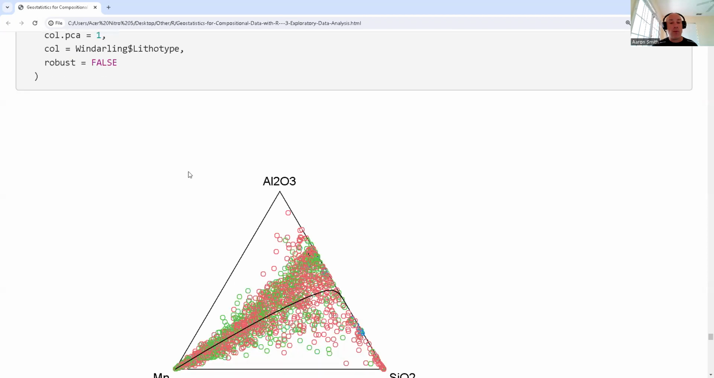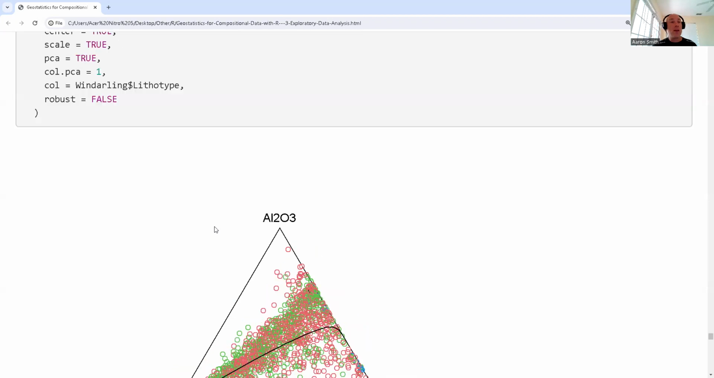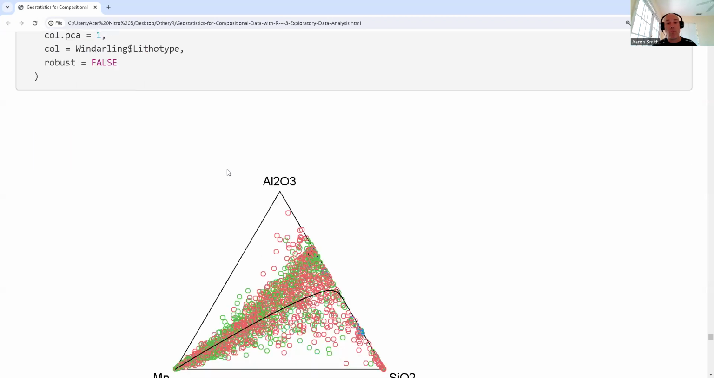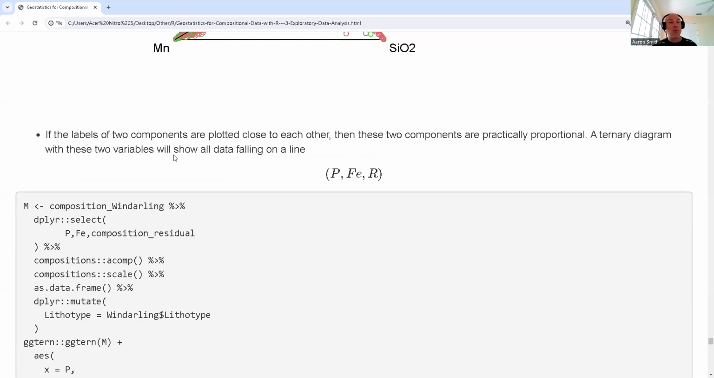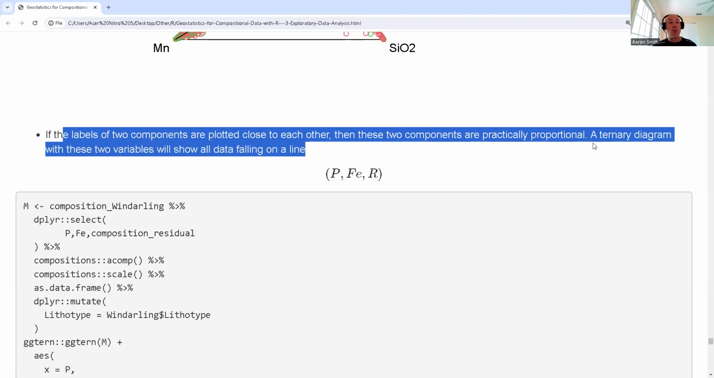And we can see it again using the compositions package, and you can see it tells us what the line looks like. To get that line on there, we need to have PCA equals true. Now, if the labels of two components are applied close to each other, then these components are practically proportional, and a ternary diagram with these two variables will show data falling on a line.